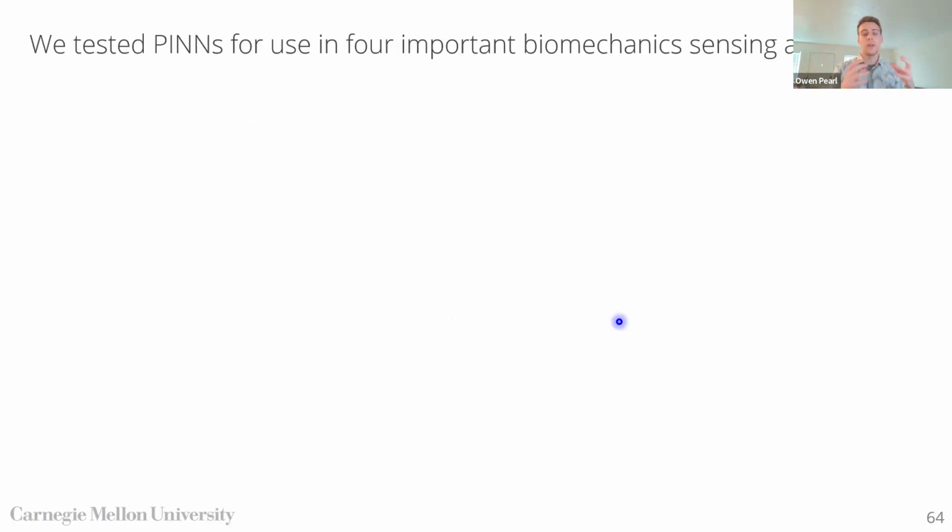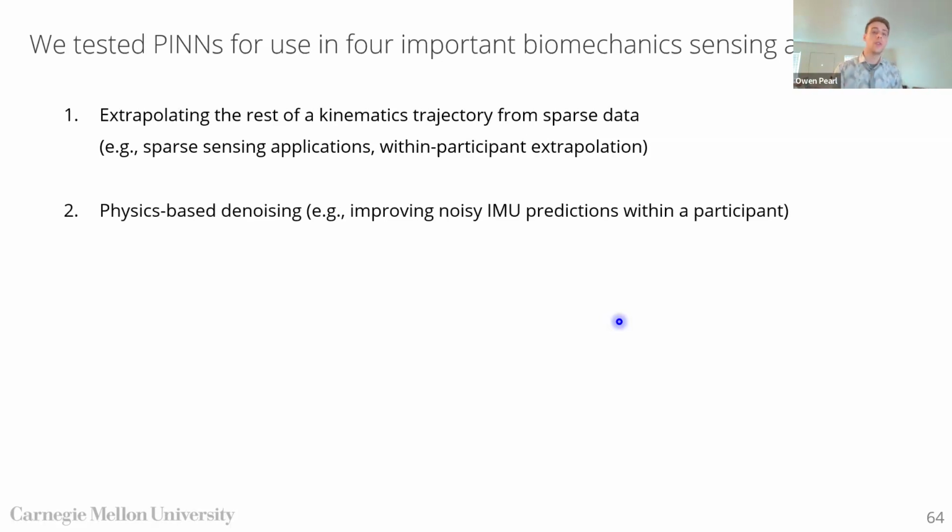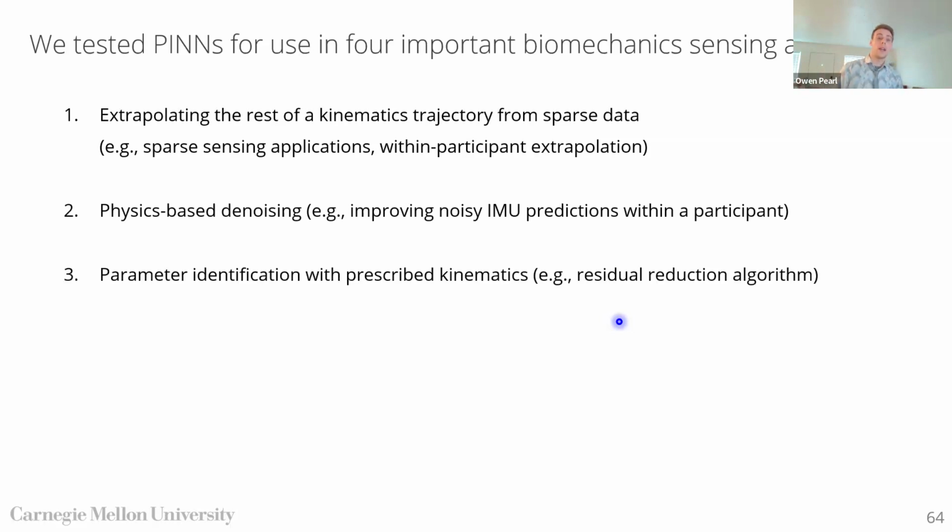Because this hasn't been widely adopted in the biomechanics space, and specifically not in biomechanics portable sensing, I wanted to look at how we could use PINNs for four applications of ongoing interest. One: can we use PINNs to extrapolate the rest of the kinematic trajectory if we had sparse data that didn't fully define someone's kinematics? Two: could we use them to denoise, let's say, noisy IMU data? So we have noisy data, can we use the physics to denoise it? Third: can we identify parameters from prescribed kinematics, similar to what the OpenSim model would use as a residual reduction algorithm? So system identification to learn a better physics model when our physics model has uncertainty.